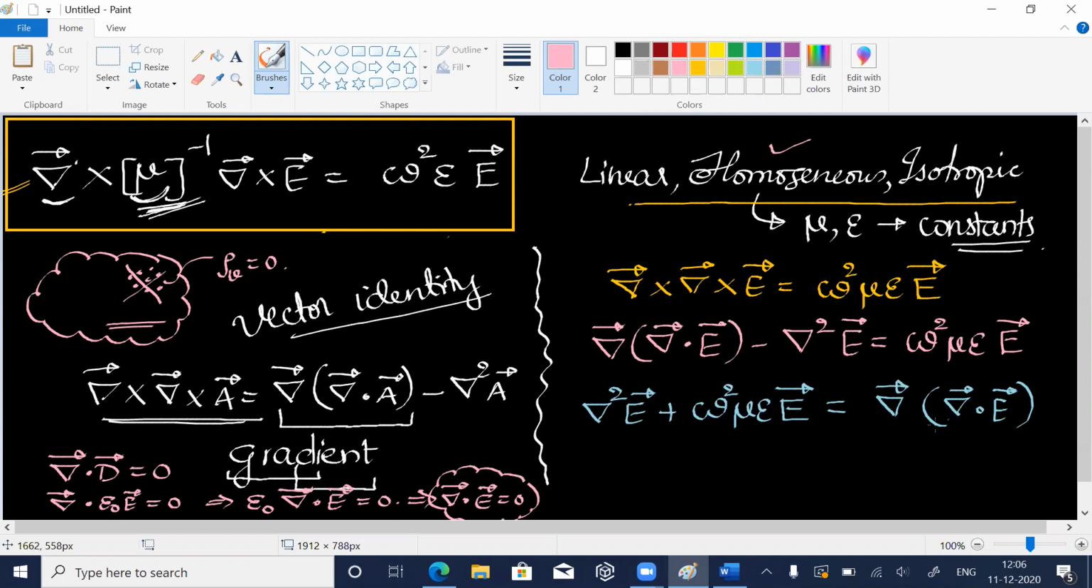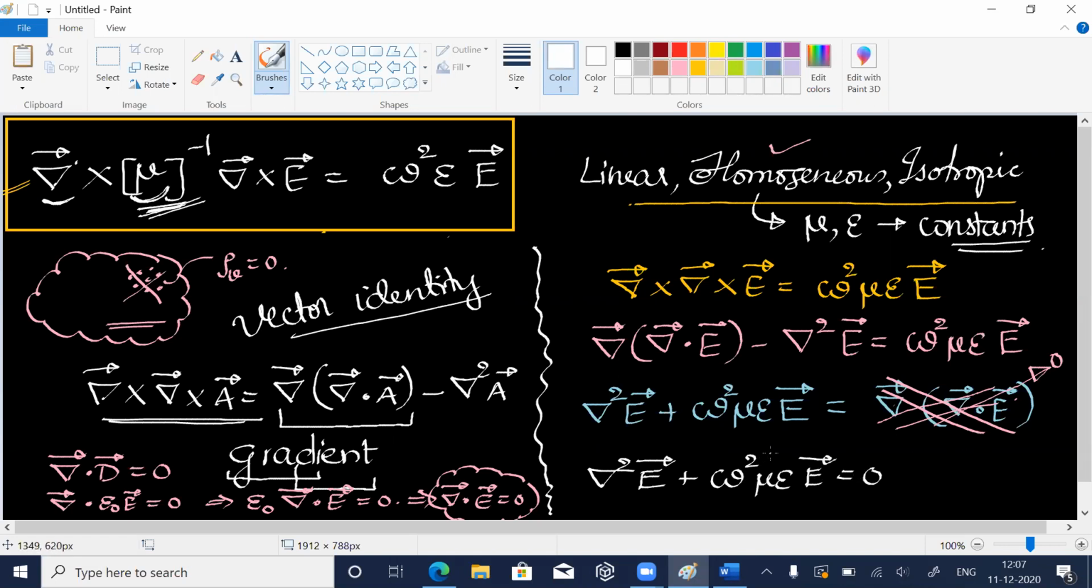So with that clarity, you plug in that stuff here. So divergence of E equal to 0. The gradient of 0 has no meaning physically, mathematically, physically, they don't have any existence. So therefore, I'm using more colors. Del square plus omega square mu epsilon E equal to 0.